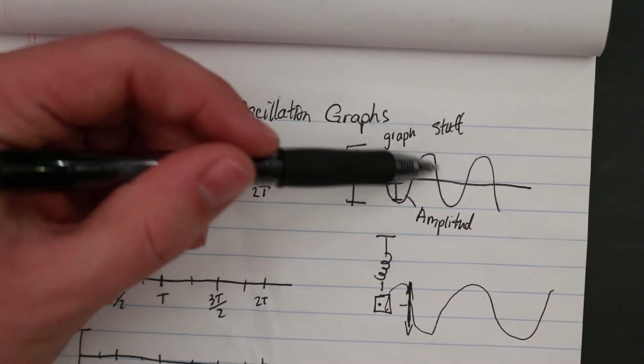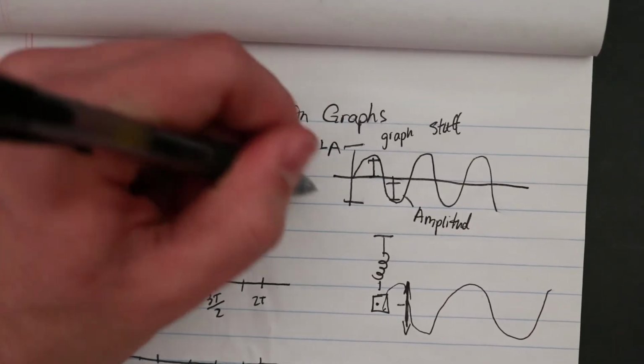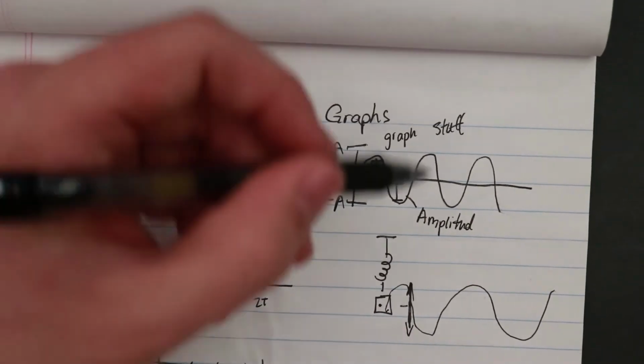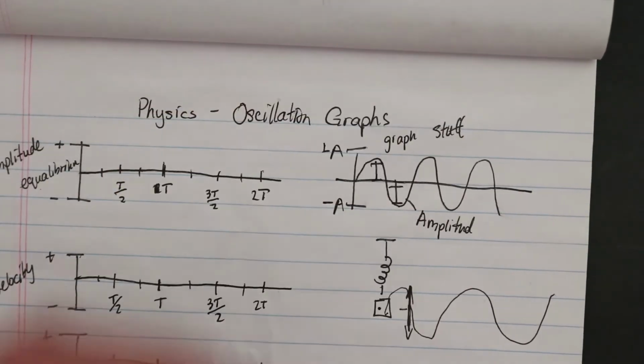So if we were going by the lines of the paper, this would be like an amplitude of 1. So I'm going to put a positive amplitude and then a negative amplitude as well, because it goes up and then it goes down, up and down, up and down.